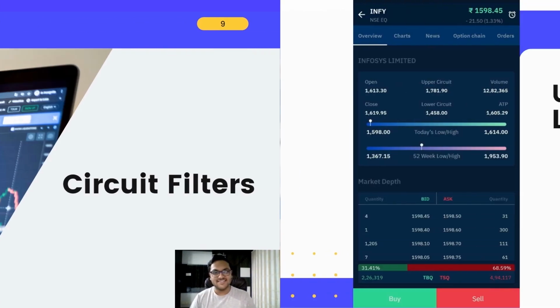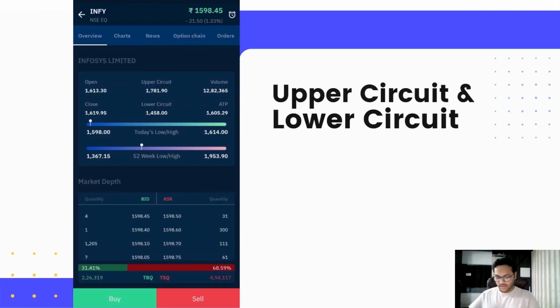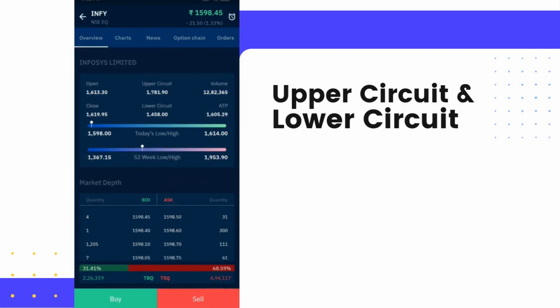Let's start. Whenever I log in to my Demat account and go to any particular share, I always see this thing called upper circuit and lower circuit. In this example I am seeing Infosys right now. You can also see the screenshot on your screen. Here you can see the upper circuit limit is 1781.90 and the lower circuit is 1458.00.